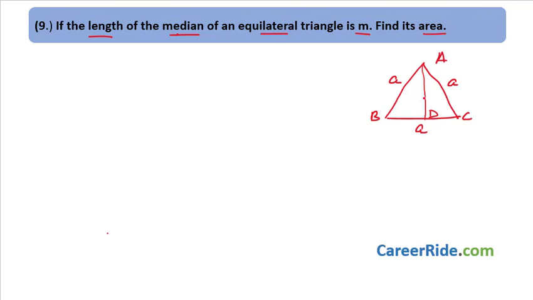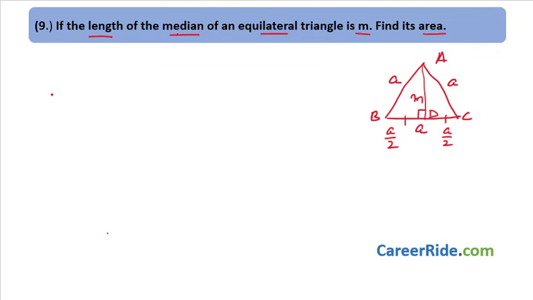Now what's interesting about the median of an equilateral triangle is it is the same as the altitude of this triangle, in case of an equilateral triangle only. Okay, so it means it forms a 90-degree angle here and it also bisects the opposite side, which means BD is equal to a by 2 is equal to DC. Okay, and the length of this median given is m here.